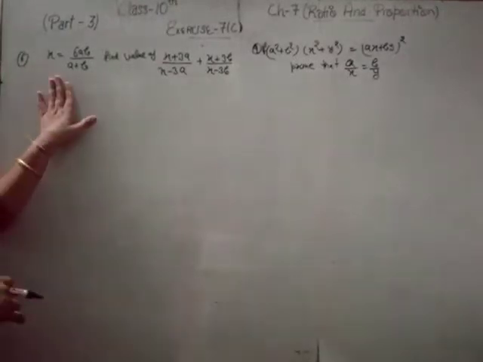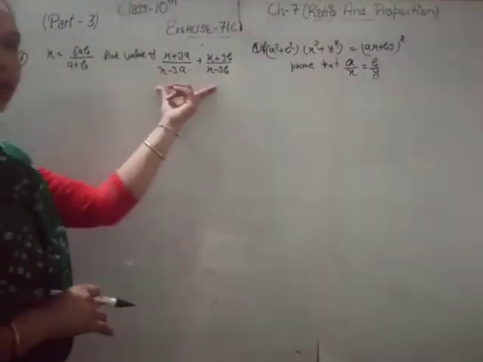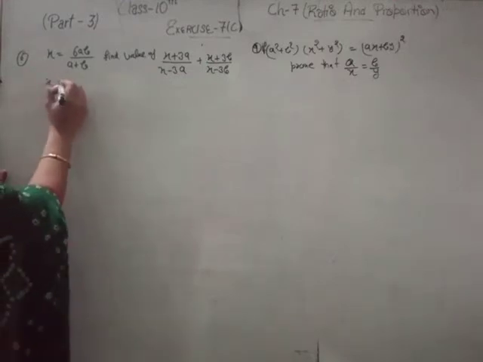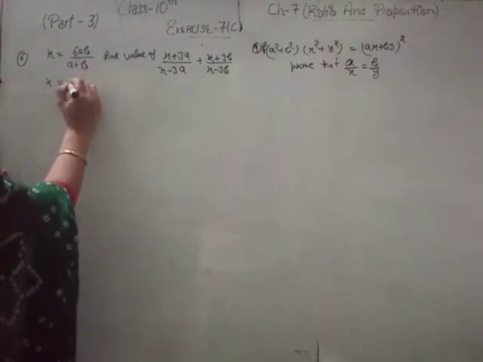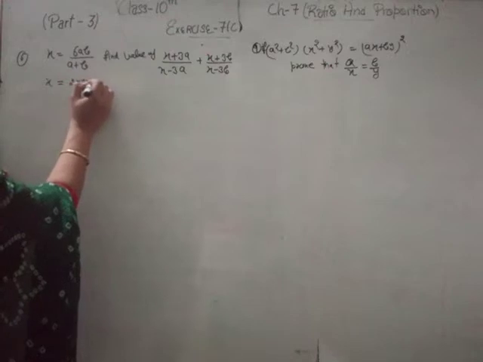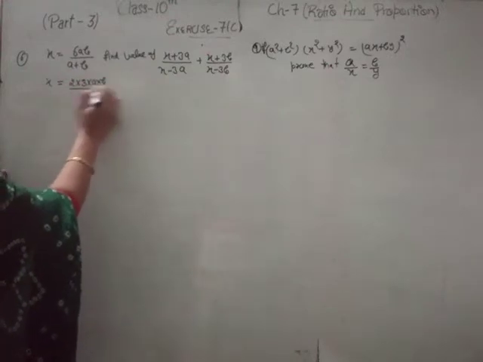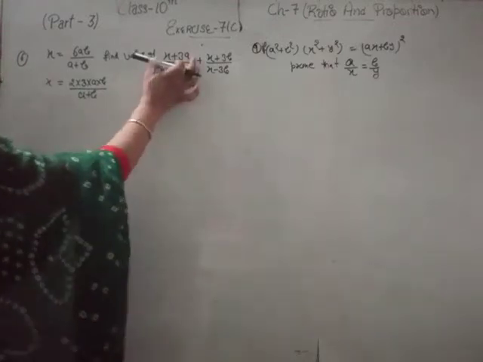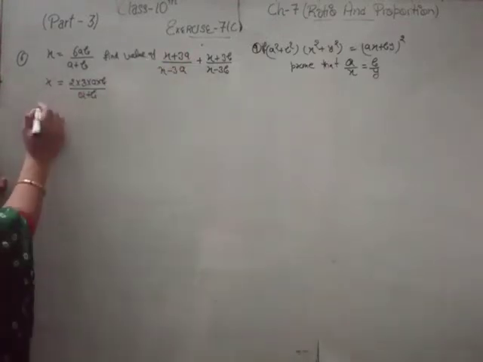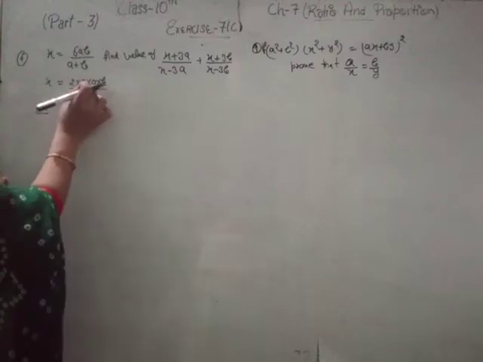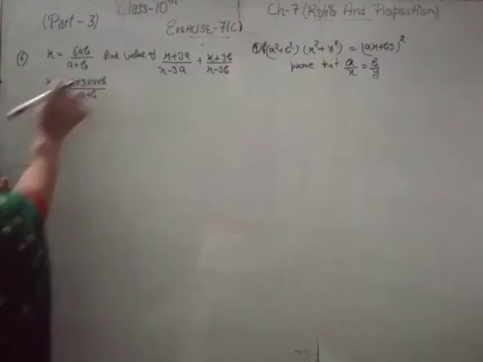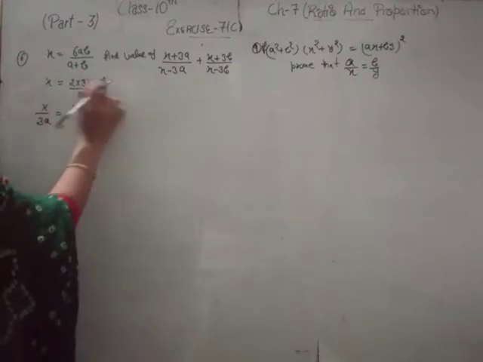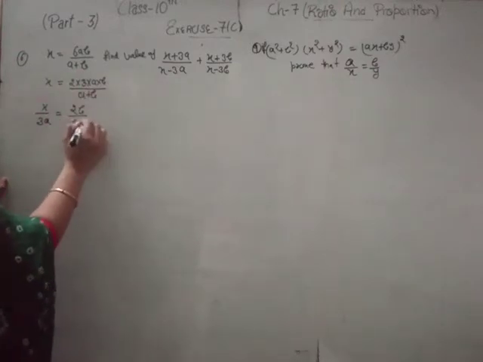If this is given, with the help of this find the value of this. Okay student, first we write x equal to 6ab, 2 into 3 into a into b divided by a plus b. Okay, first we see this x plus 3, then we write x by 3a, we take 3a on this side, then divided by 3a, and there is only 2b divided by a plus b.